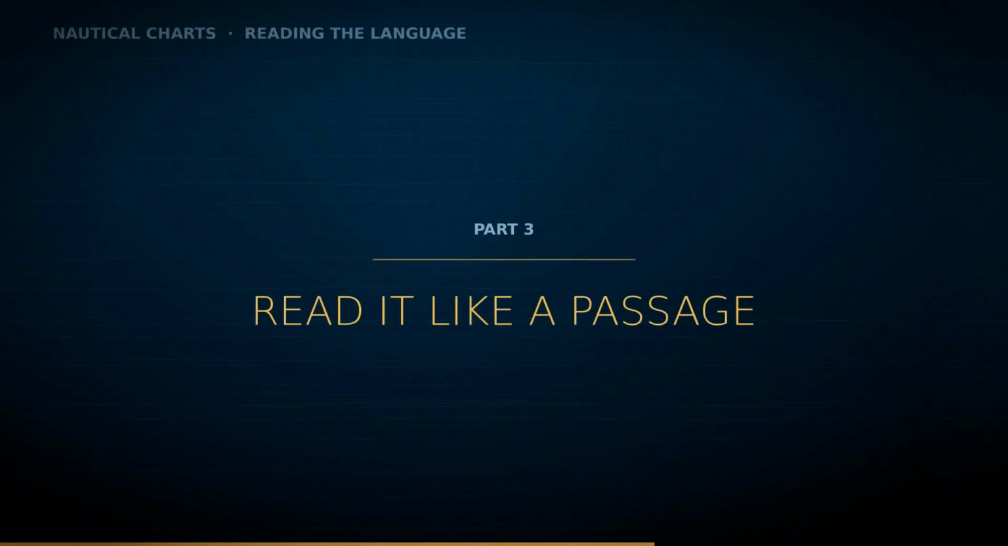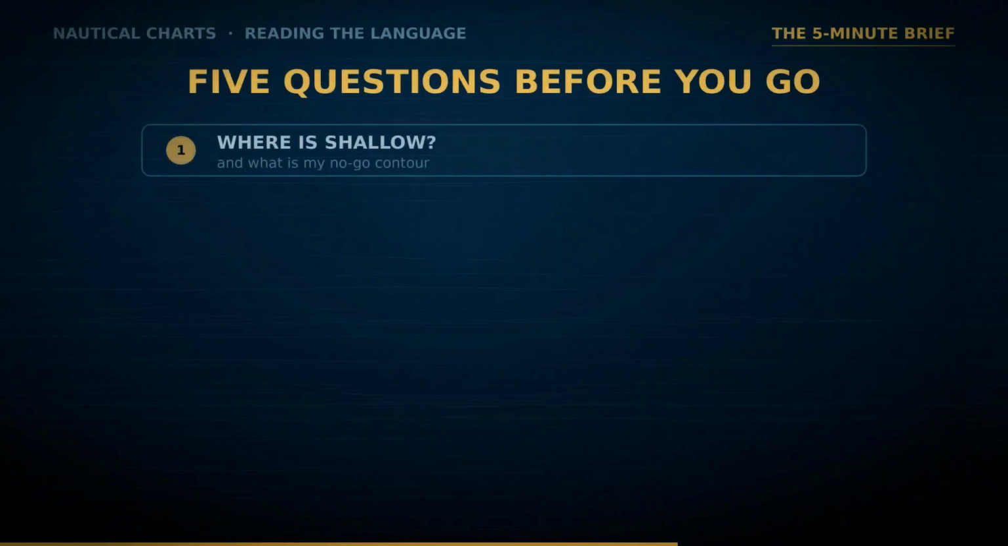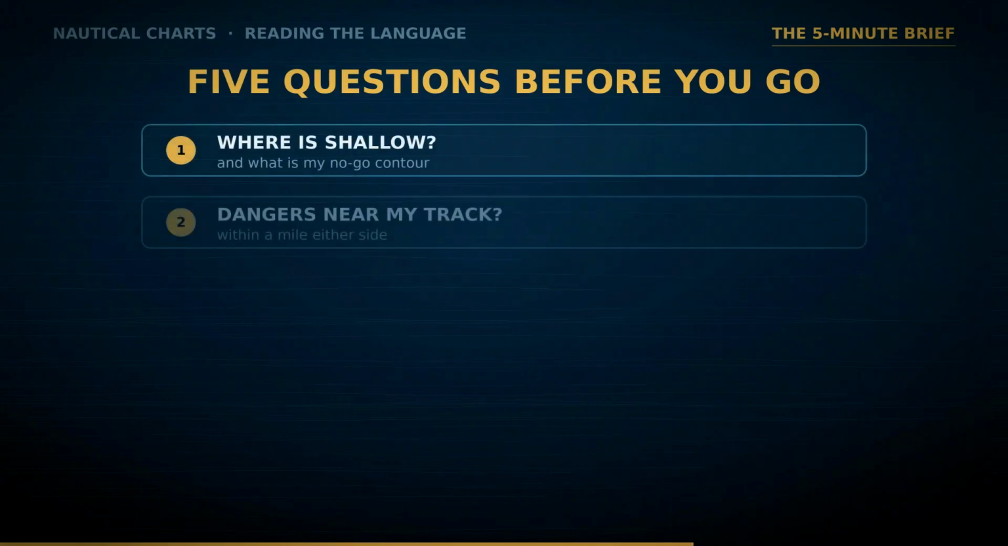Part 3. Read it like a passage. Before any passage, give the chart 5 minutes and ask it 5 questions. Where is the shallow water on my route? And what is my no-go contour? Which dangers sit within a mile of my track?